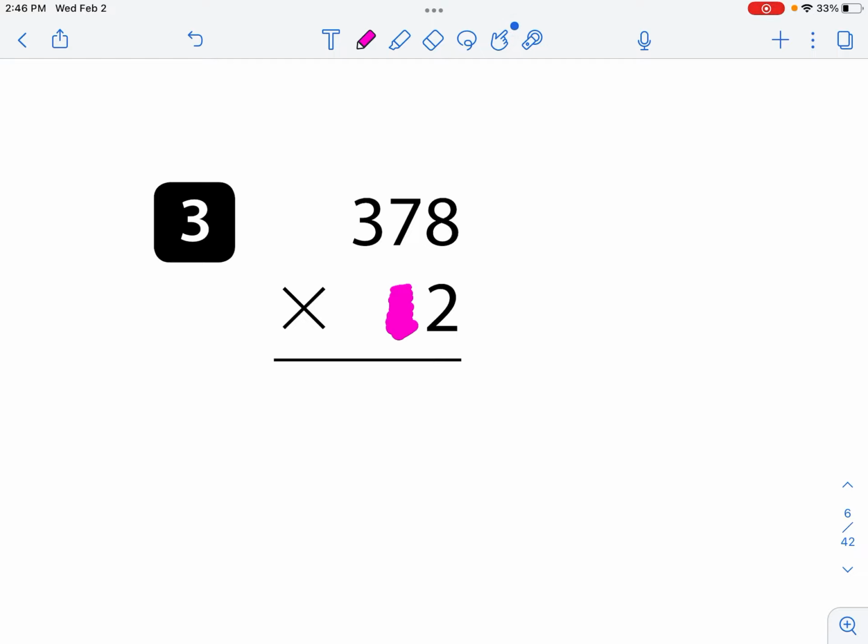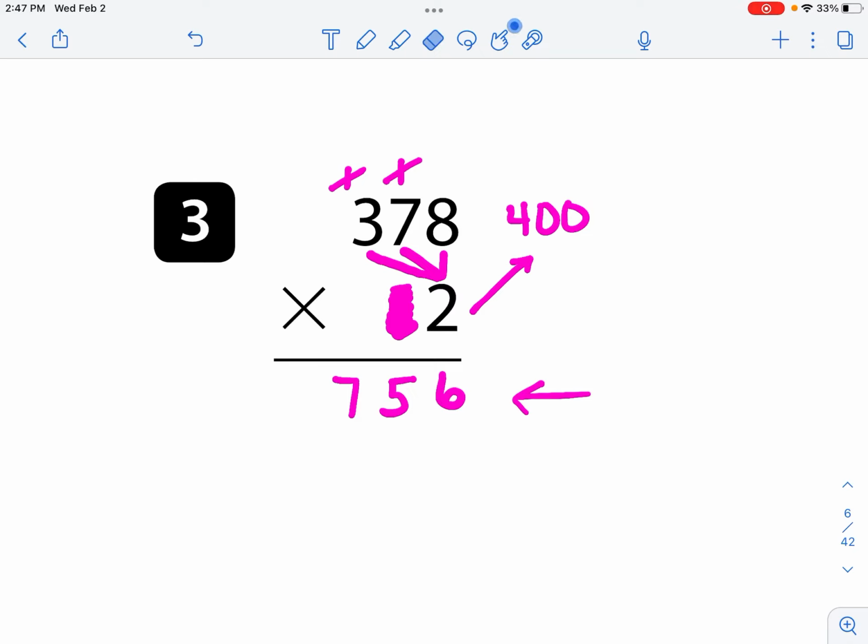So we're doing 378 times 2, or 378 plus 378. So 2 times 8 is 16. 2 times 7 is 14, plus 1 is 15. And 2 times 3 is 6, plus 1 is 7, which makes complete sense. If we rounded this 378 to 400 and added 2 of them, that would be 800, and our answer is very close to 800. So just by using estimation, I can see that my answer looks to be correct.